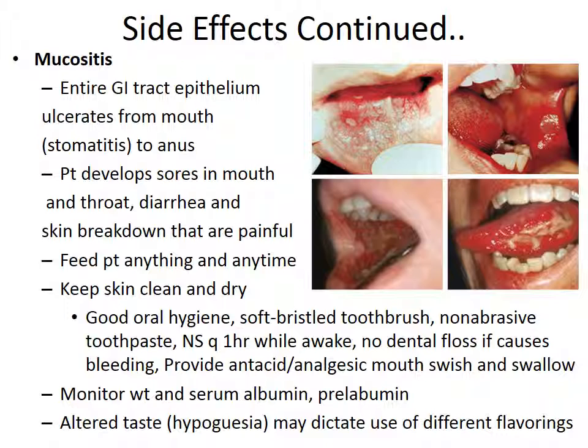Soft bristled toothbrushes should be used. They need to make sure they're buying and using non-abrasive toothpaste. They can gargle with normal saline every hour while awake. Dental floss should not be used if it causes bleeding. And provide antacid and analgesic mouth swishes and swallows that will help with pain and reduce inflammation and sores. Monitor their weight, their serum albumin and prealbumin, and remember these patients will have altered taste, hypogeusia, which may dictate the use of different flavorings in foods than the patient normally eats.